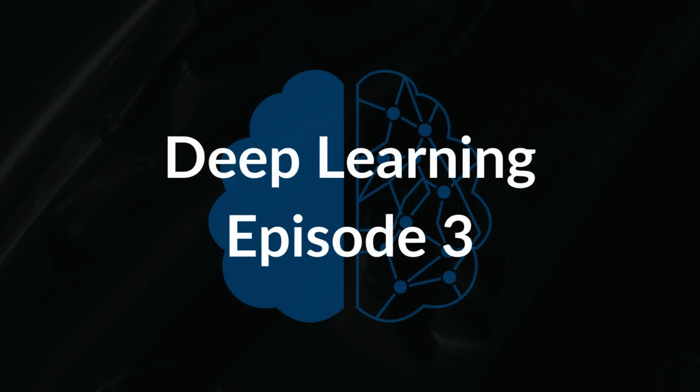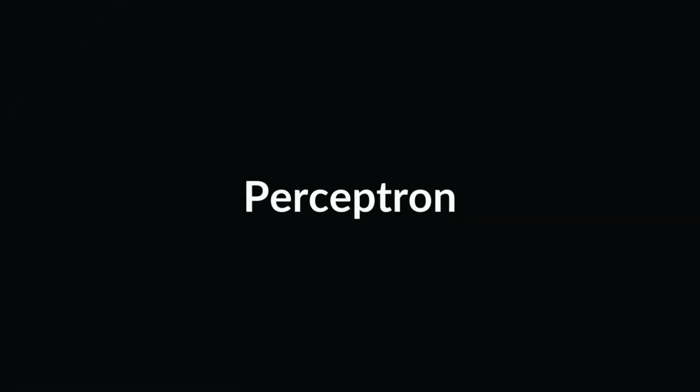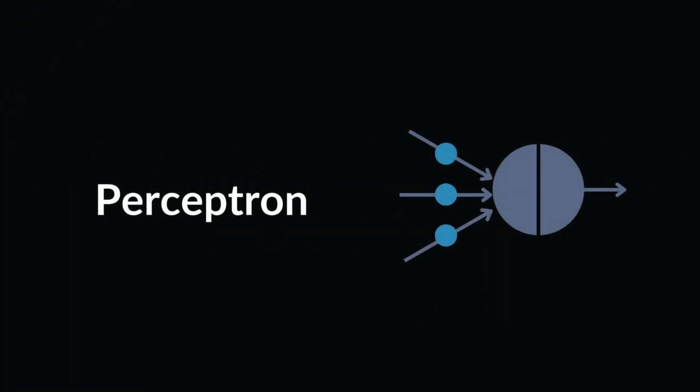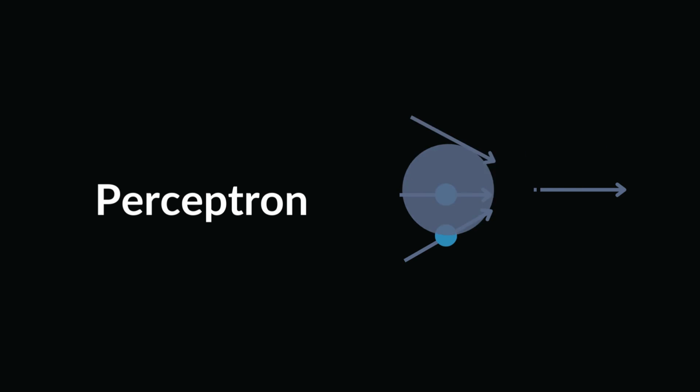Hey there, and welcome to the third episode on deep learning and neural networks. In this episode, we'll be discussing a groundbreaking algorithm that serves as the cornerstone of deep learning. The perceptron is a type of artificial neural network that serves this role, and is one of the earliest algorithms that has played a significant role in the evolution of artificial intelligence.